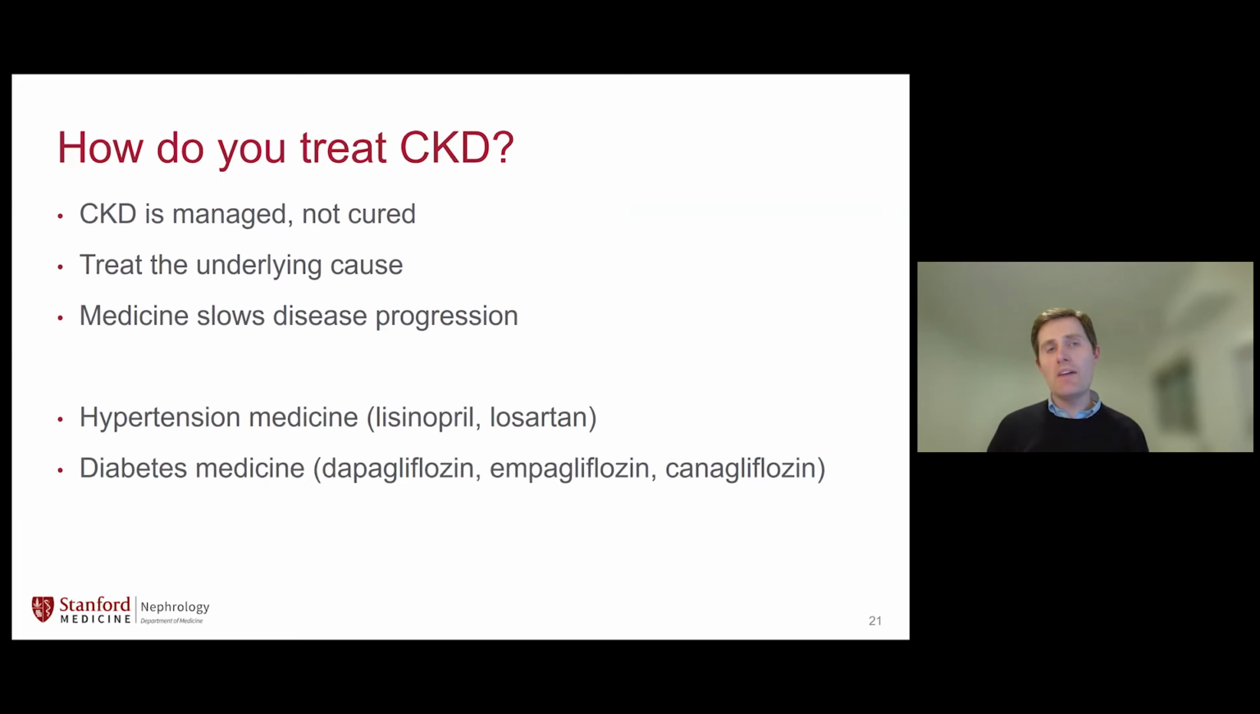And now, because we have so much more in our armamentarium in the last few years, there's a significant number of medicines that have been shown to slow chronic kidney disease progression. These medicines are common medicines that you may already be on or have heard about for your hypertension or your diabetes, things like lisinopril, losartan, and then this new class of medicines called gliflozins or SGLT2 inhibitors. Dapagliflozin is Farxiga, empagliflozin is Jardiance, canagliflozin is Invokana.